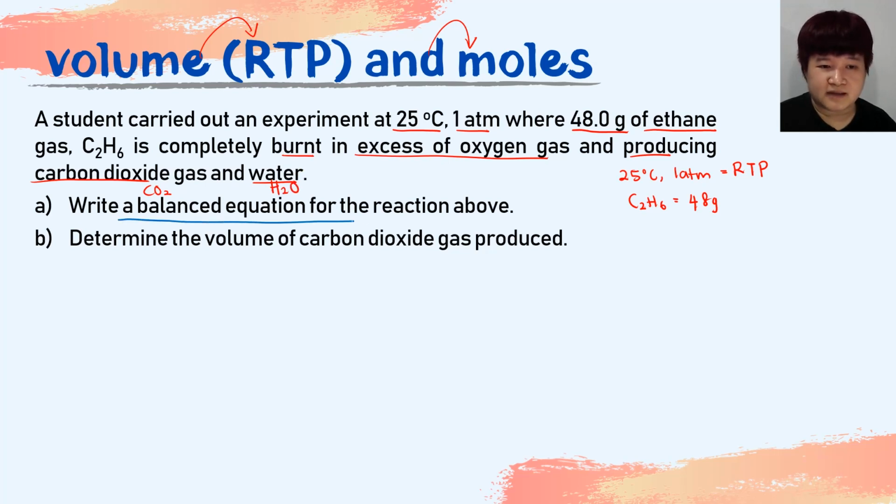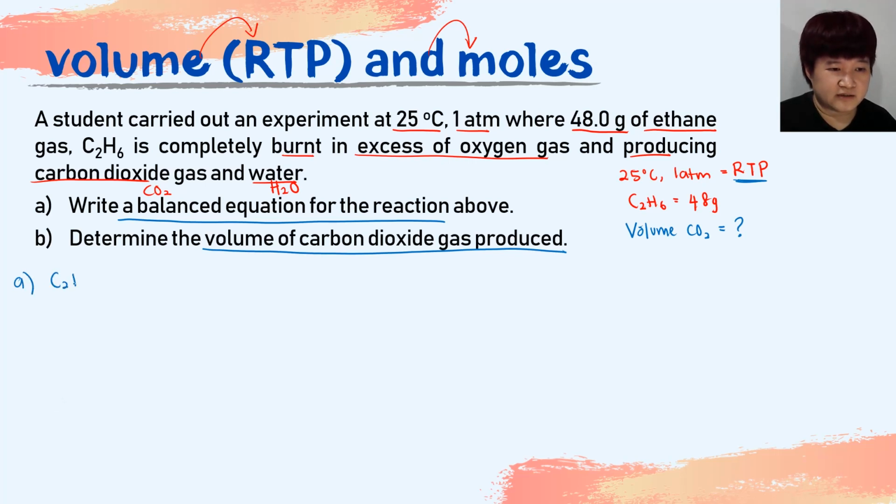First question say balance chemical equation for the reaction above. Second, we need to find the volume of carbon dioxide gas produced. So we are looking for volume of carbon dioxide gas. And since it's a volume, that's why we need the condition. First and foremost, let's write the balanced chemical equation, which is this. And we know that this will be in gas, oxygen will also be in gas, forming carbon dioxide gas, forming H2O liquid. So how many carbon dioxide? 2 carbon dioxide and 3 water.